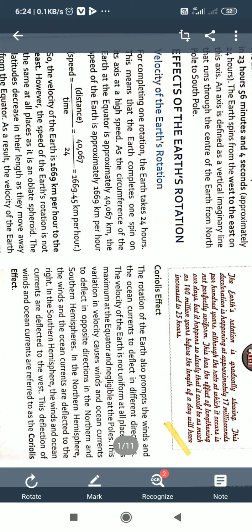In the northern hemisphere, the winds and ocean currents are deflected to the right. In the southern hemisphere, the winds and ocean currents are deflected to the left. This deflection of winds and ocean currents is referred to as the Coriolis effect.